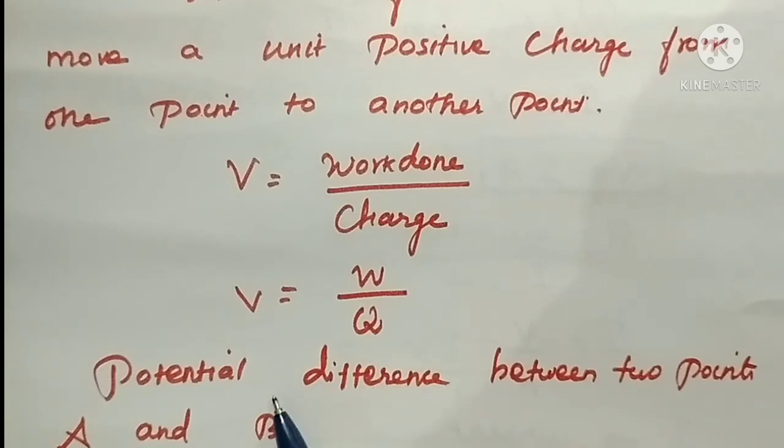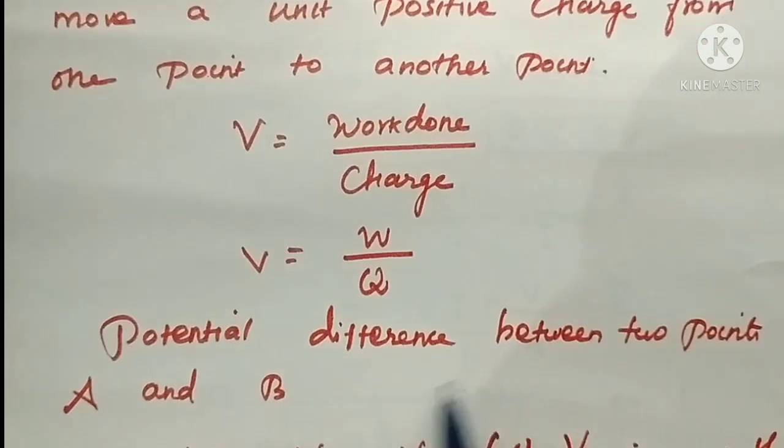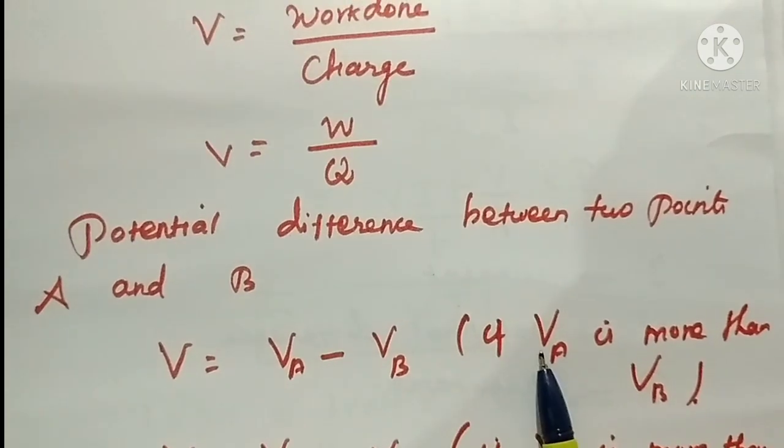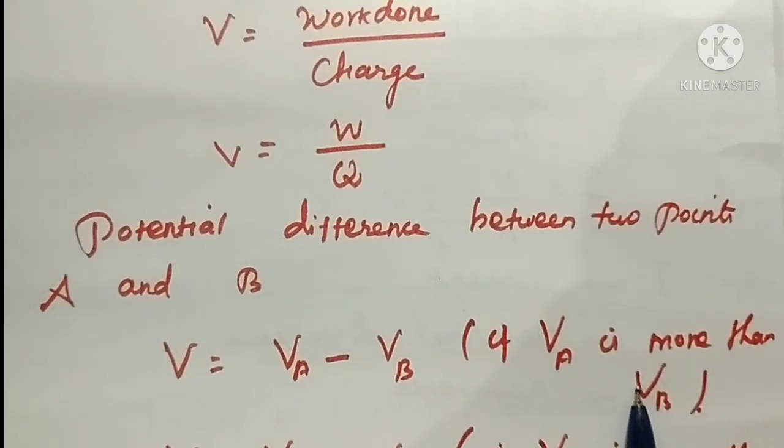Now, the potential difference between two points is represented by A and B. Suppose we are going to discuss the potential difference between the two points A and B. So what's the formula? V is equal to VA minus VB. That means the potential at point A minus the potential at point B. So here is the condition: if VA is more than VB, that means the potential at point A is higher than at point B, so VA minus VB.